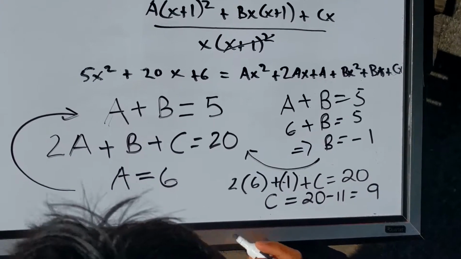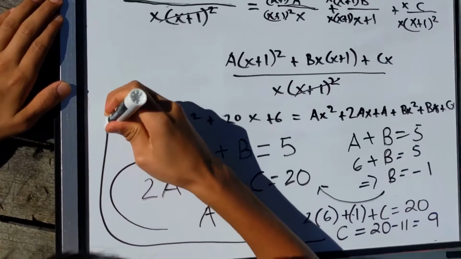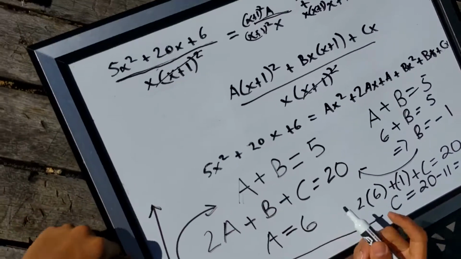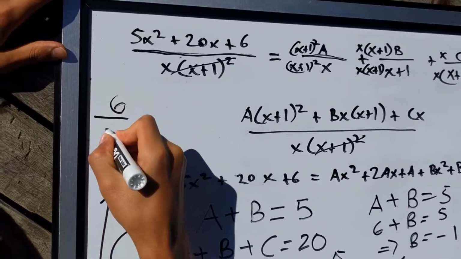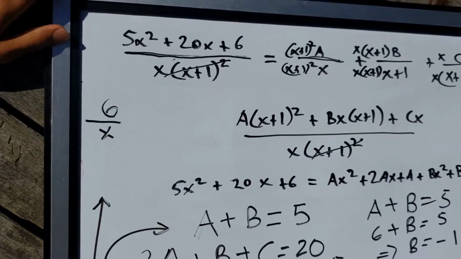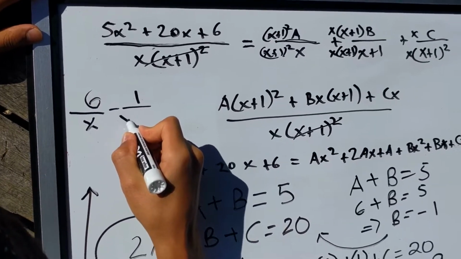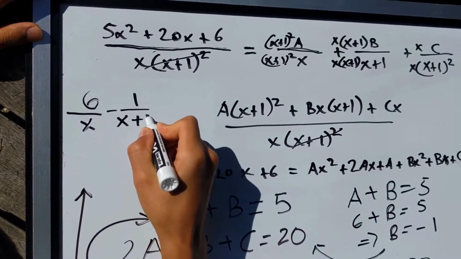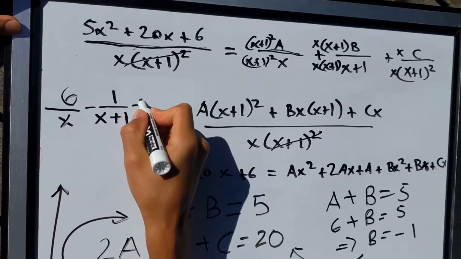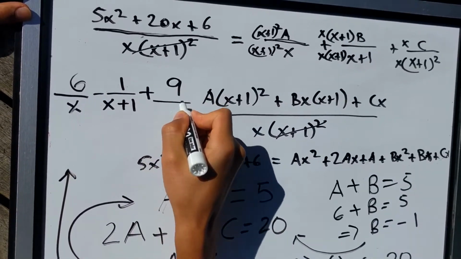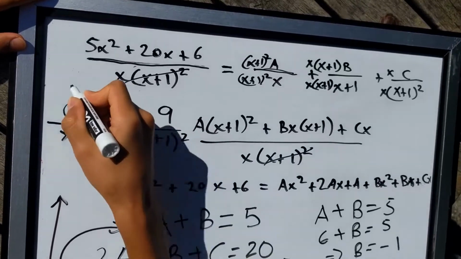Since we have the values of the three coefficients, we can now substitute them back into the original equation. Since a is equal to 6, we find that it's 6 over x. Since b equals -1, it will be minus 1 over x plus 1. Since c equals 9, we see that it's 9 over x plus 1 whole squared. And there ends our equation.